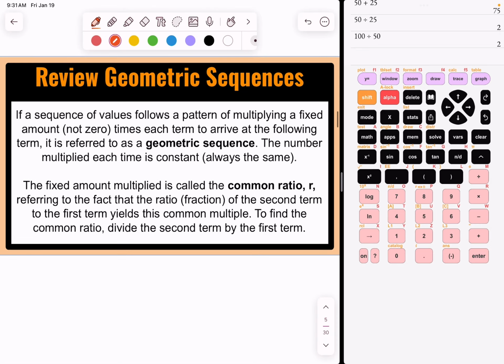So let's review what a geometric sequence is. If a sequence of values follows a pattern of multiplying by a fixed amount, not 0, times each term to arrive at the following term, it is referred to as a geometric sequence. The number that you multiply each time is always constant. It's always the same. The fixed amount that's being multiplied is called the common ratio. And this refers to the fact that the ratio or the fraction of the second term to the first term yields this common multiple. To find the common ratio, you divide the second term by the first term. Then you might also want to do the third term by the second term, just to make sure the ratio is the same.